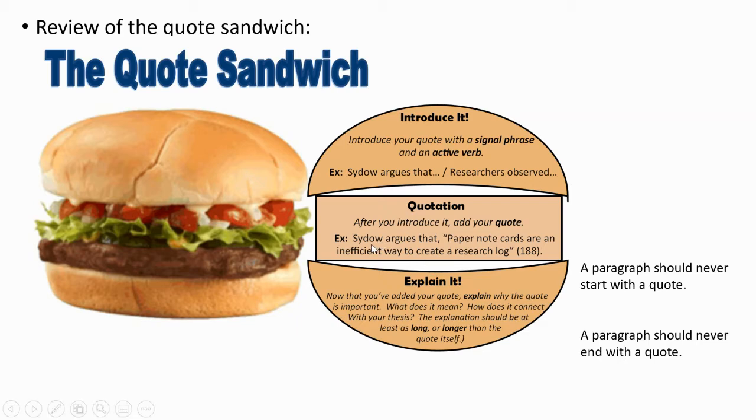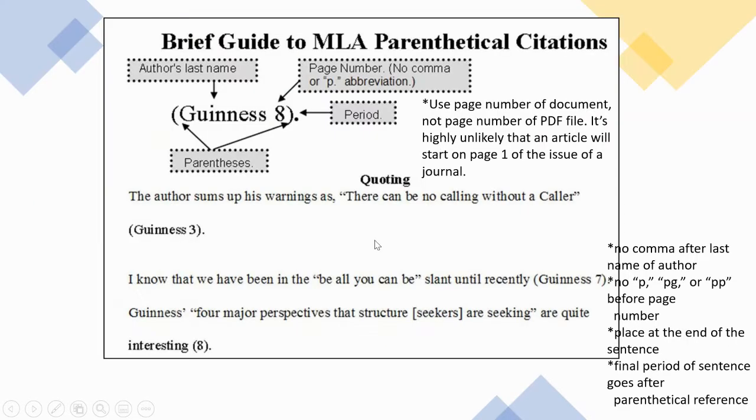But if the last name of the author is not here in the lead-in, then you actually need it right in the parenthetical documentation. Notice that you do not need an abbreviation for page. You do not need a comma over here. None of that. Just the last name of the author, the page number, and the final period of the sentence after the parenthetical documentation. Okay? I'll post this also on this week's module, so you have it there.